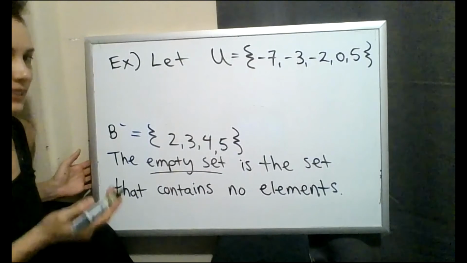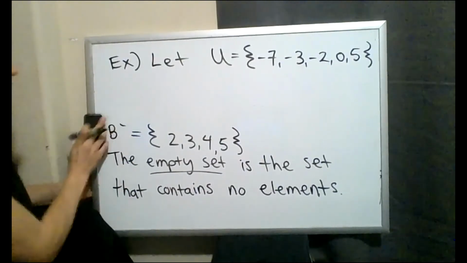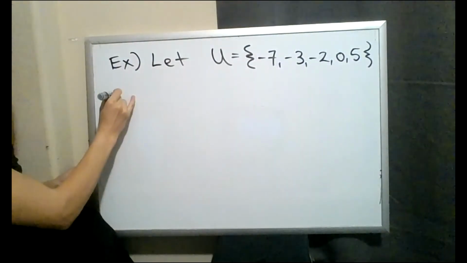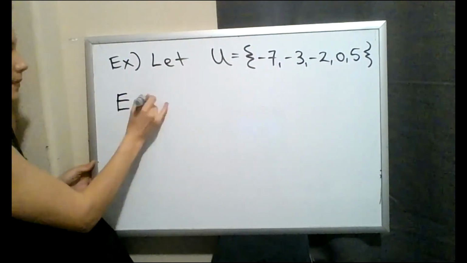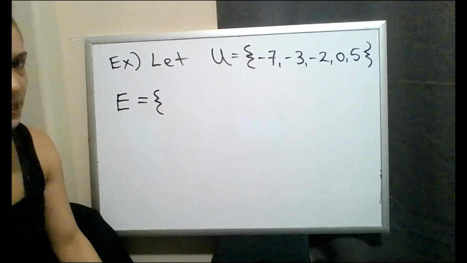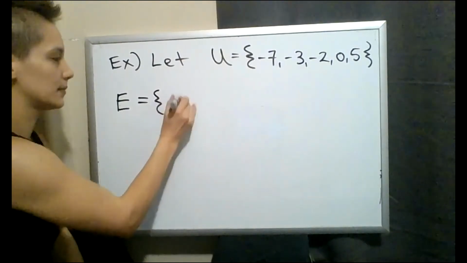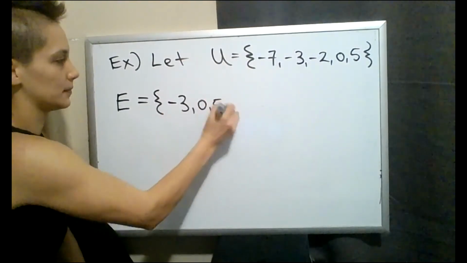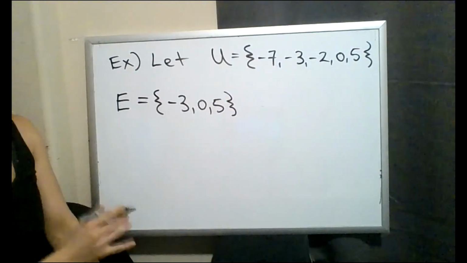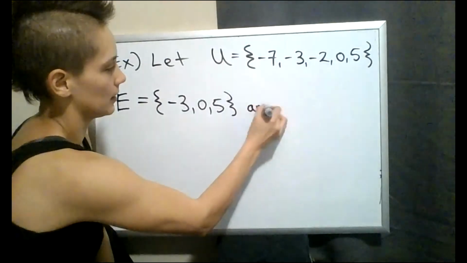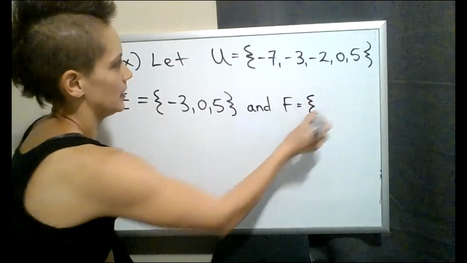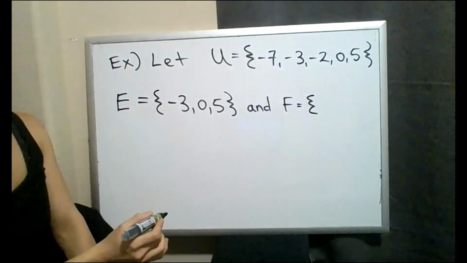I'm going to change it up with the subsets. So this time, the first subset is capital E, and it contains negative 3, 0, and 5. Your other set is capital F. We're going to put negative 7 and 0.